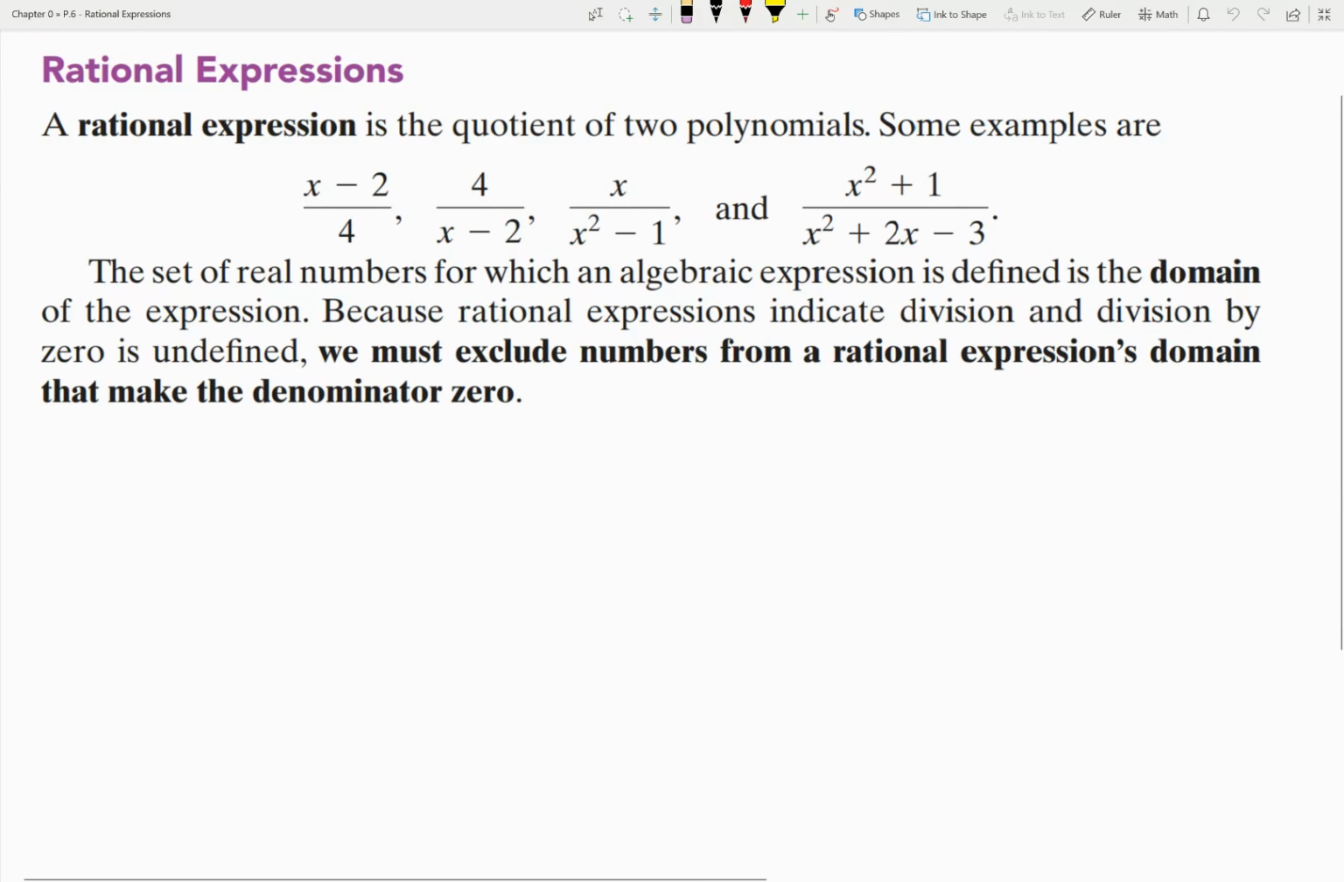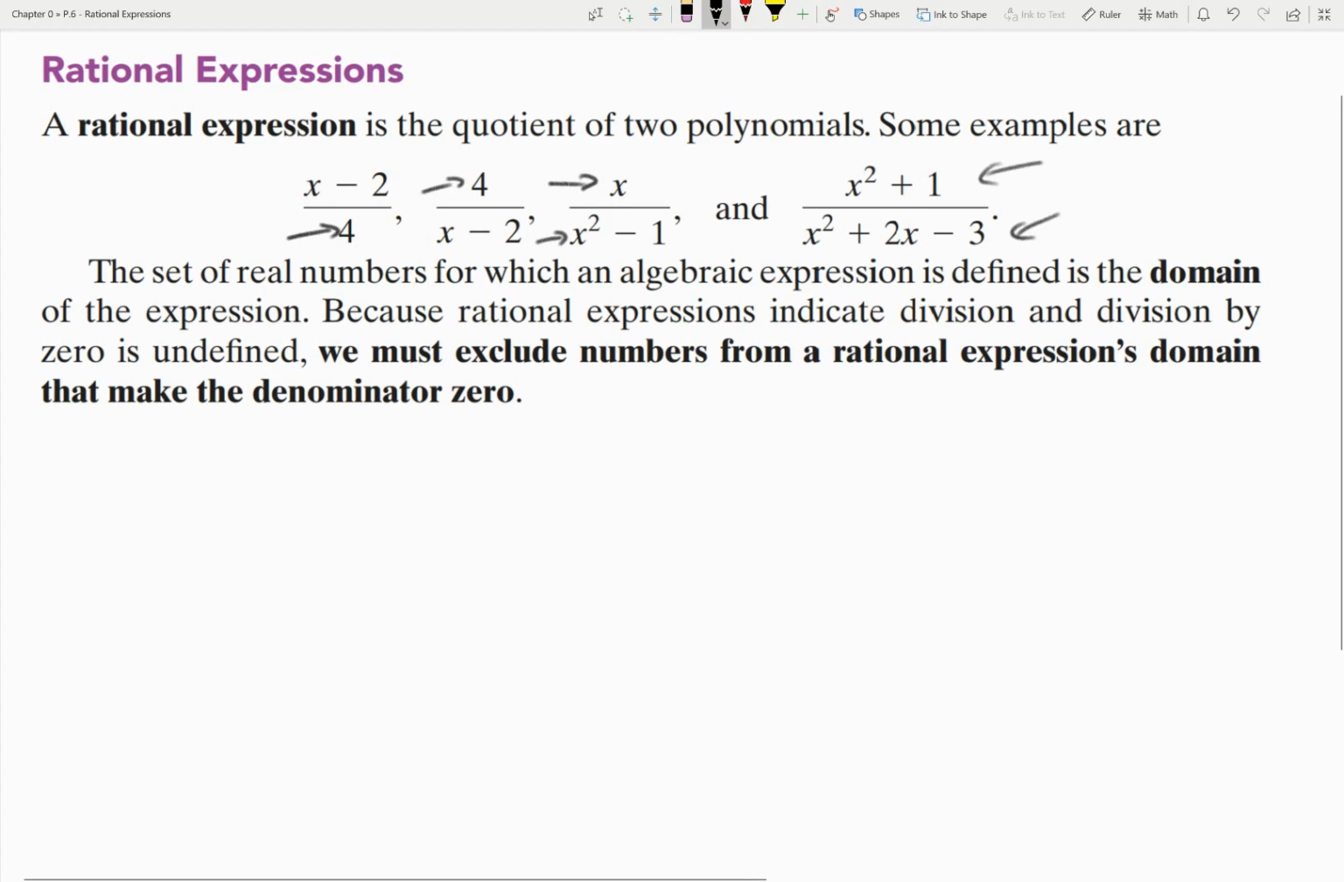All right, so what is a rational expression? A rational expression is the quotient of two polynomials. You can see some examples. The polynomial could be just a constant on the bottom, or the constant could be on the top. We could have variables on the top and the bottom, or we can have a more complicated polynomial on the top and on the bottom.